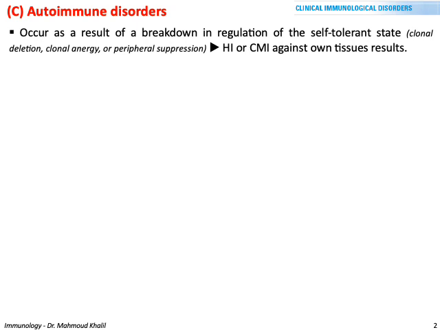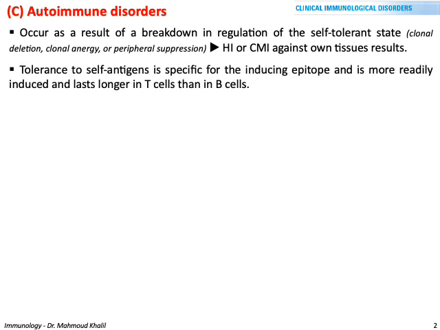Autoimmune disorders occur as a result of a breakdown in the regulation of the self-tolerance state, like clonal deletion, clonal anergy, or peripheral suppression. So humoral and cell-mediated immunity will work against our own tissues. Tolerance to self-antigen is specific for the inducing epitope and is more readily induced and lasts longer in T cells than in B cells.